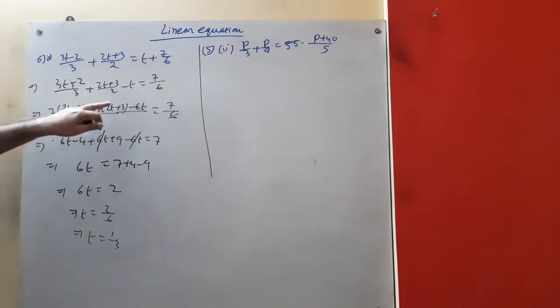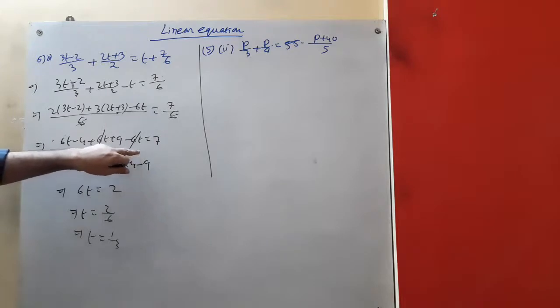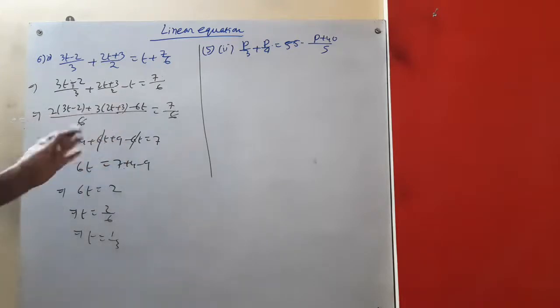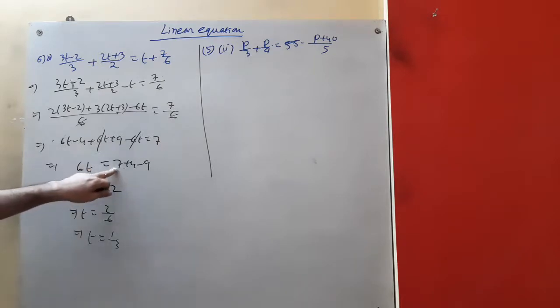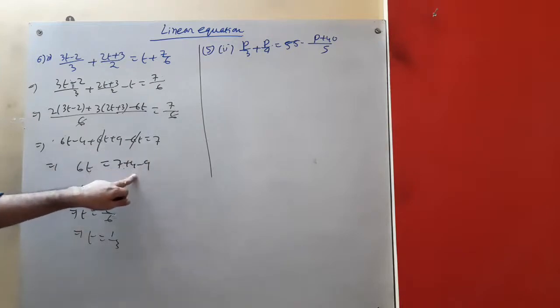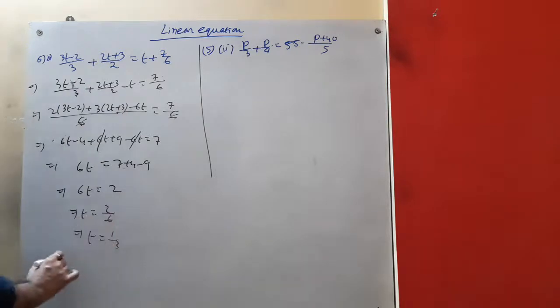2t plus, t minus t, 6 is the LCM, 2 into 3t, 6t minus 4 plus 6t plus 9 minus 6t equal to 7 by 6. Multiplying both sides by 6, the 6 cancels; 6t equals 7 plus 4 minus 9, that is 2. This is the answer. So, t equal to 1 by 3.